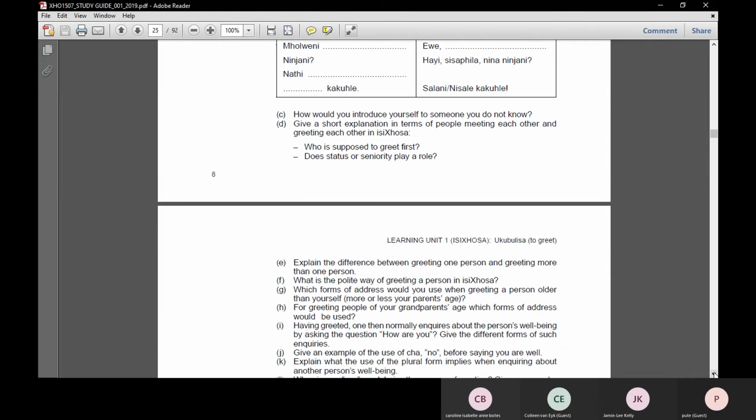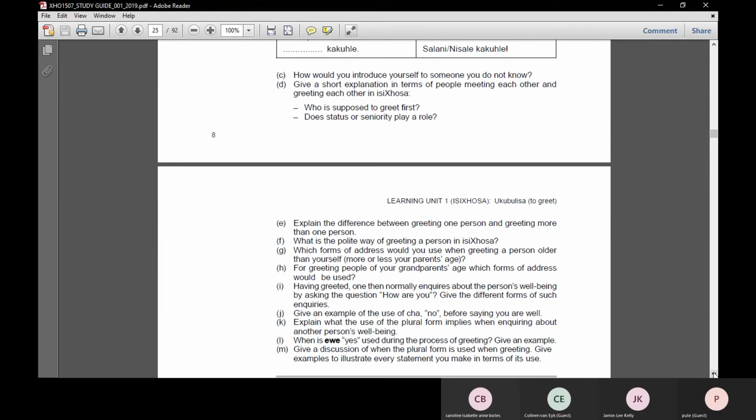Okay, let's go to C. C is asking, how would you introduce yourself to someone you do not know? How do you make introductions in isiXhosa? Would you say Ndingu Colleen? Ndingu Colleen, I am Colleen, that's correct. What else would you say? Ndingu Colleen, I am. Who are you? Sorry. Ungubani, asking them who they are.